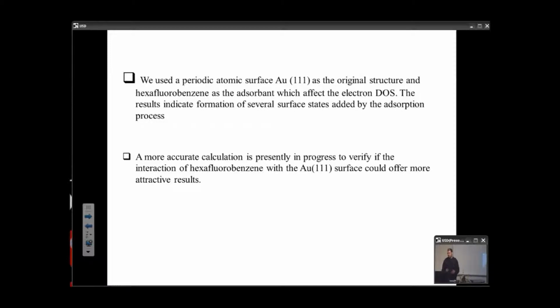We conclude what we have seen. We used a periodic atomic surface of gold as the original structure and hexafluorobenzene as the adsorbent, which affects the electron density. The results indicate formation of several surface states induced by the adsorption process. A more accurate calculation is presently in progress. We will run it ahead of time to verify if the interaction of hexafluorobenzene with the gold surface could offer more attractive results.